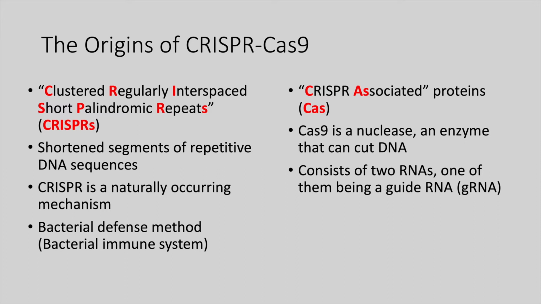Moving on to the Cas part, Cas alone without 9 stands for CRISPR-associated proteins. And there's actually a difference between Cas proteins and Cas9. So there are two different Cas proteins. I'll be going over Cas9 first, and then I'll compare the differences between the two in the next slide. But anyways, Cas9 is a specialized form of protein. It's a nuclease, which is an enzyme that can cut DNA. So the Cas9 is like the main character or the talisman, whatever you want to call it, for the CRISPR-Cas9 mechanism. And the Cas9 consists of two RNAs, one of them being a guide RNA. I will also be going over that and why it's important later on.